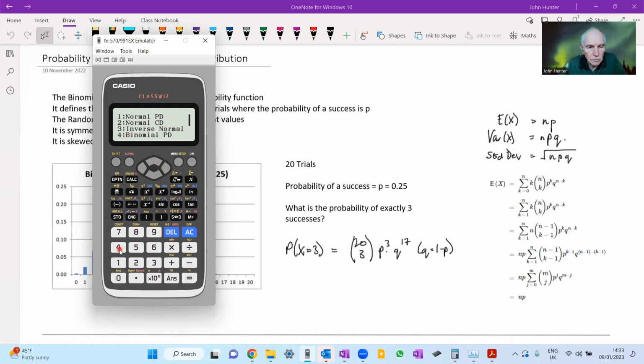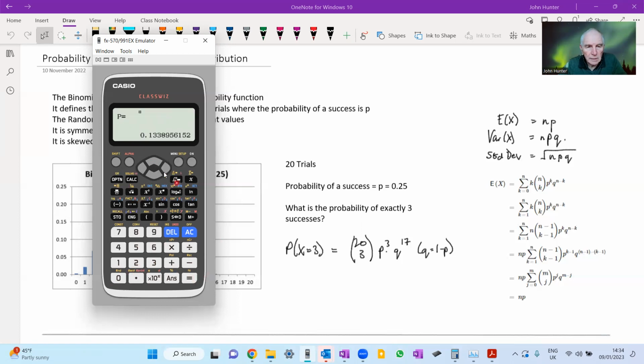So choose option 4, List or Variable. List gives us the option of calculating lots of probabilities at the same time. Variable, there's the 2. So now in our binomial terms, x is 3. x is the value of the random variable that we're actually trying to calculate. So that will be 3, equals. N is the number of trials, so that's 20. And p is the probability of a single success, 0.25, equals.